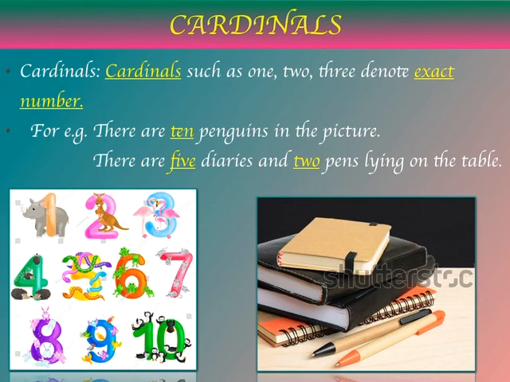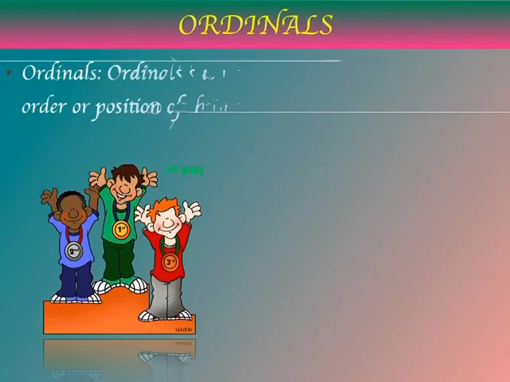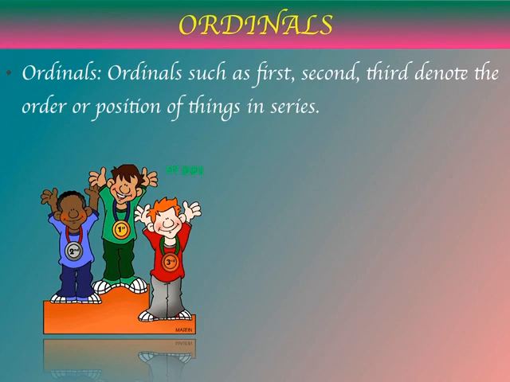So let's move on to the next type of definite numeral adjective, and that is ordinals. Ordinals such as first, second, third, etc. denote the order or the position of the thing in the series. So ordinals are the kind of adjectives which describe the position, for example first, second, third, or the order in which the batsmen are coming. So those which describe the order or position of the noun are said to be ordinals.